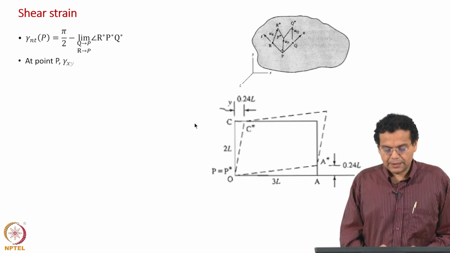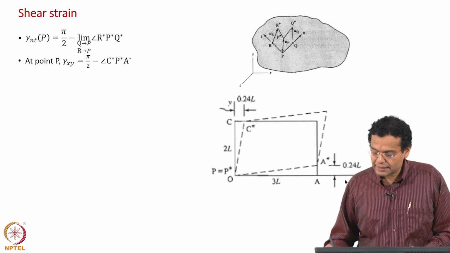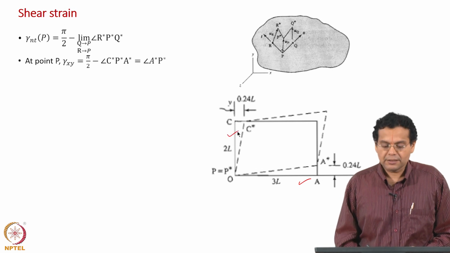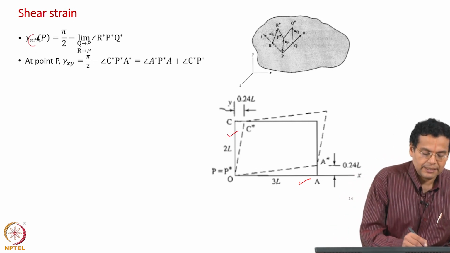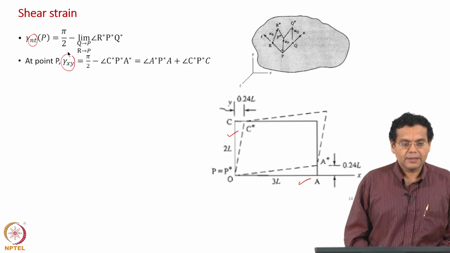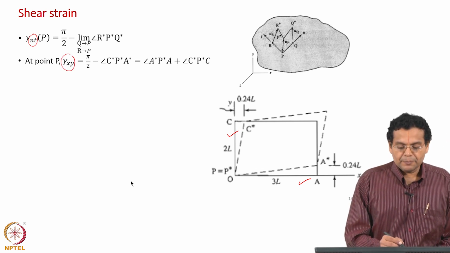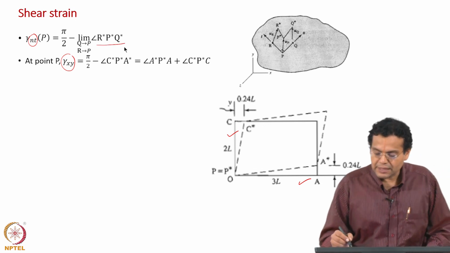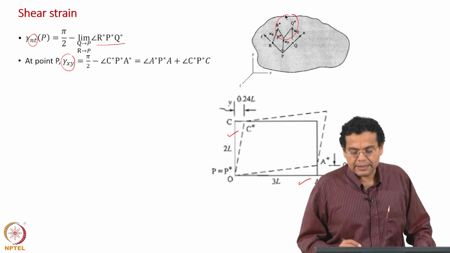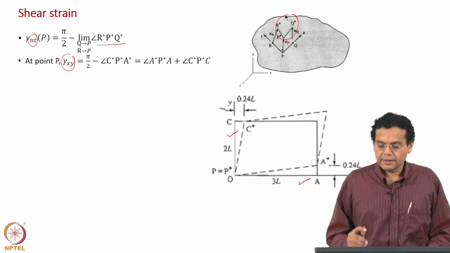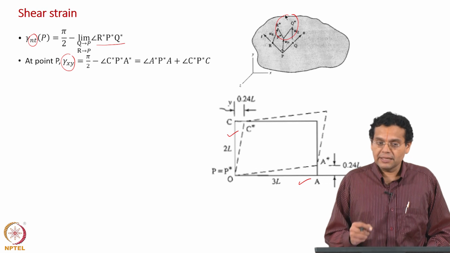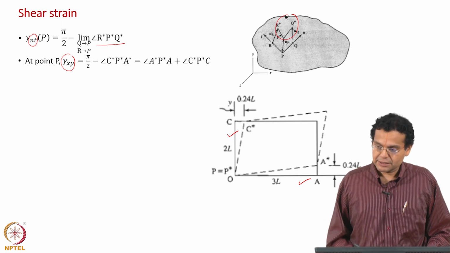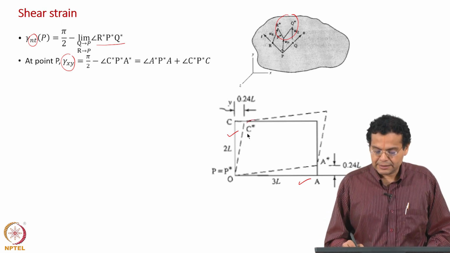We are considering point P, the two line segments are along x axis and along y axis. So, we replace gamma n t with gamma xy and pi by 2, and what is the angle? The r star, p star, q star, if you look at our original diagram, it represents the angle between the two line elements in the final configuration. What is the corresponding angle in this diagram? It is C star, P star, A star.